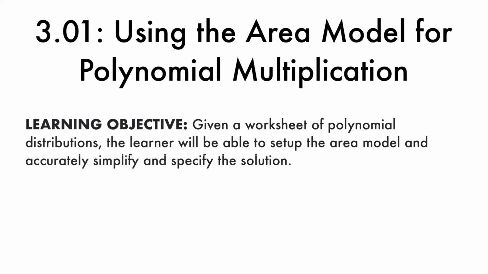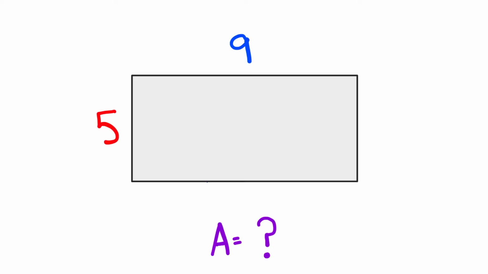In section 1 of chapter 3, we're going to be going into factoring, but before we do that, we're going to be using the area model for polynomial multiplication. Alright, imagine we had a rectangle, and it measured 5 units tall, 9 units wide, and I asked for you to find the area.